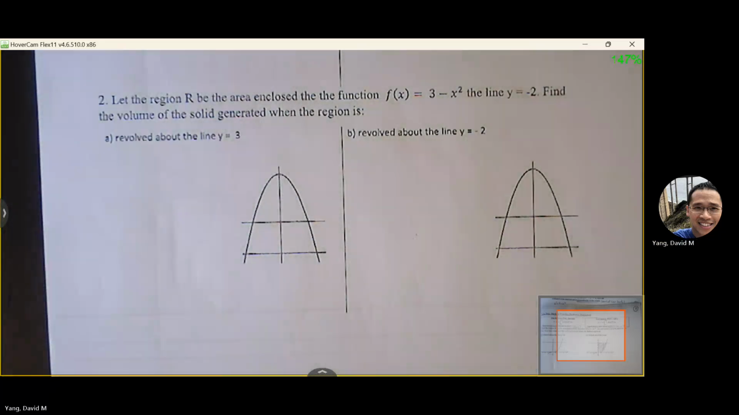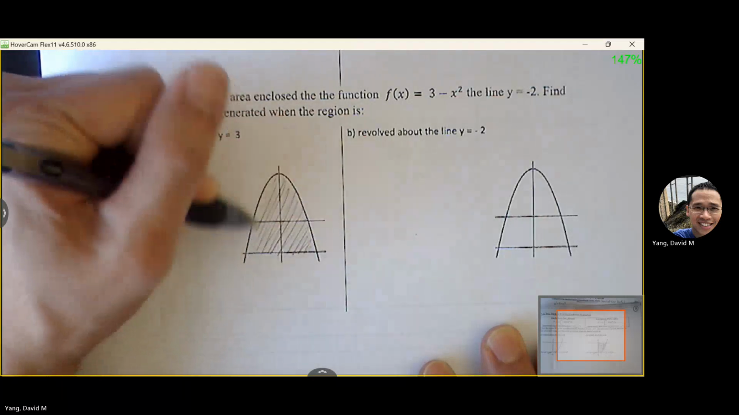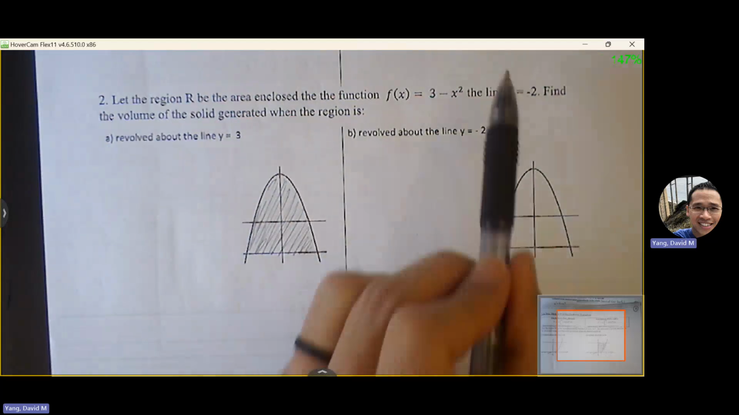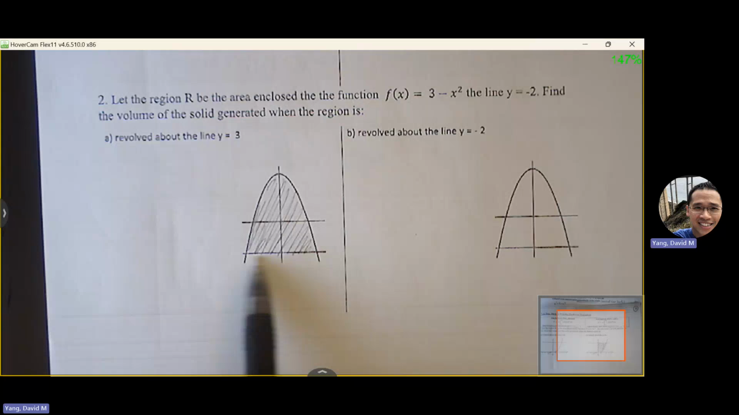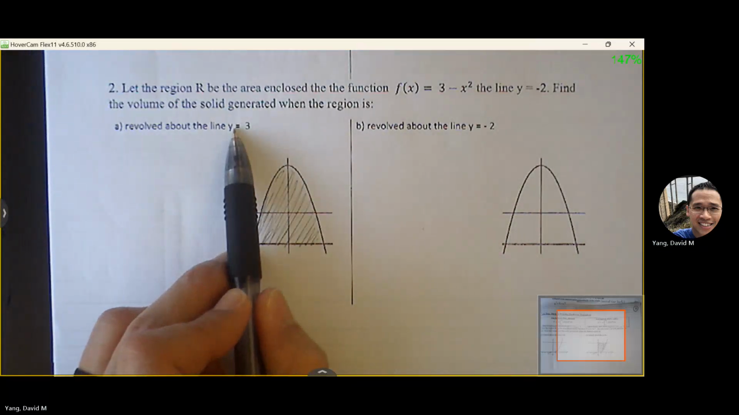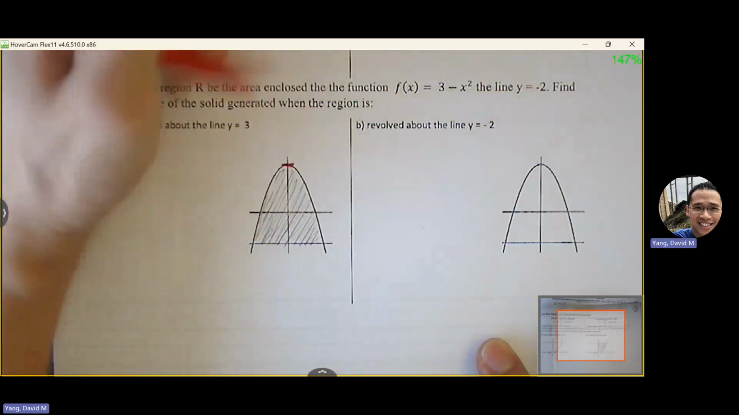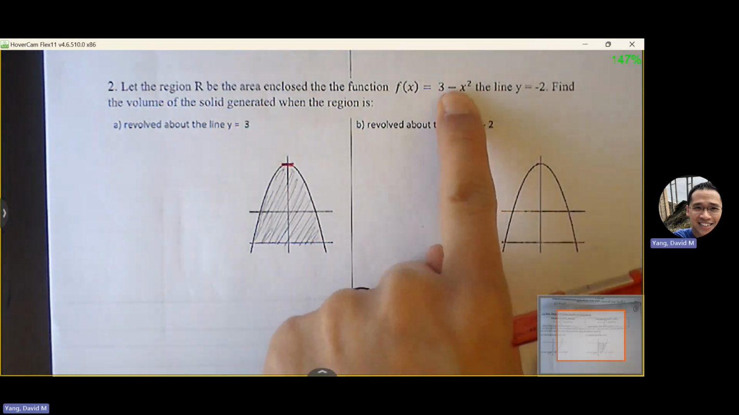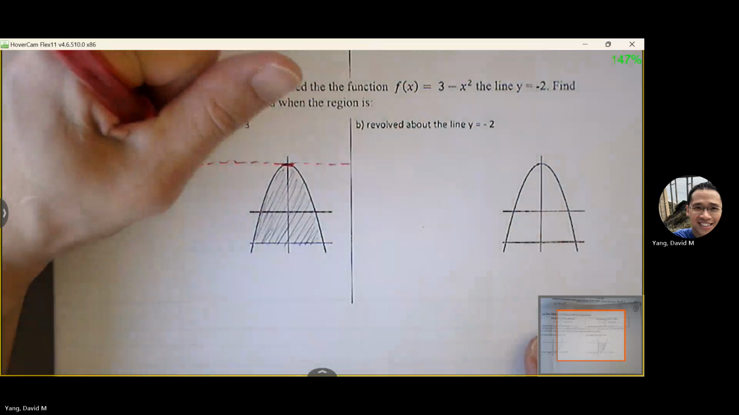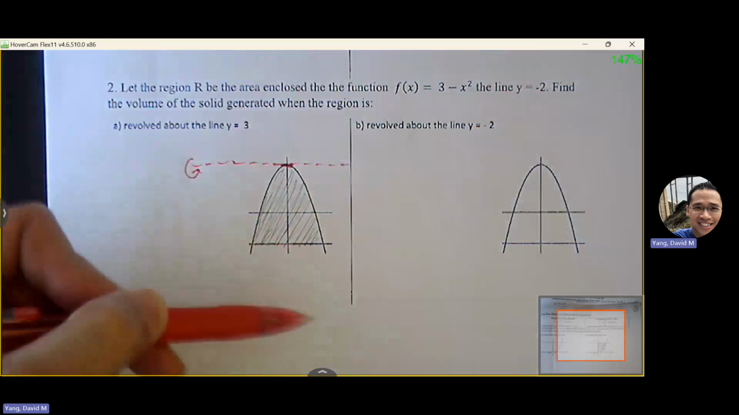All right, page 15. We have 3 minus x squared. That's the upside down parabola here. You got y equals -2. That's the one down here. Revolving about the line y equals 3. Y equals 3, that's where the top of the parabola is. Okay, we're rotating this about this line. So I'm going to rotate this way.